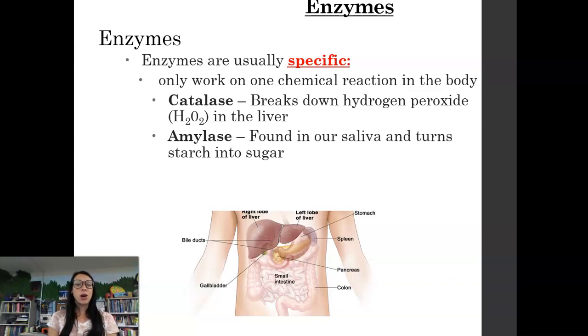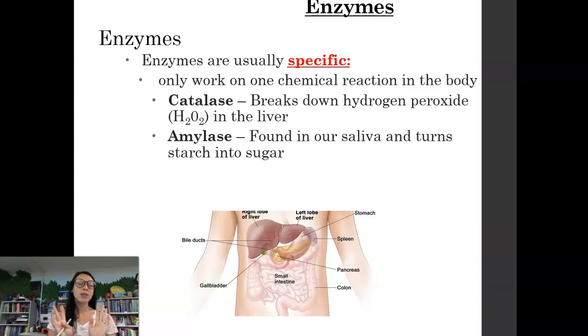Another enzyme is called amylase. This is found in our saliva and turns starch into sugar. And if you've ever chewed on, let's say, saltine crackers for a really long time, you may have found that the saltine crackers slowly start tasting sweeter and sweeter and sweeter. And that's because the amylase in your saliva is going to break down those starches into sugars.